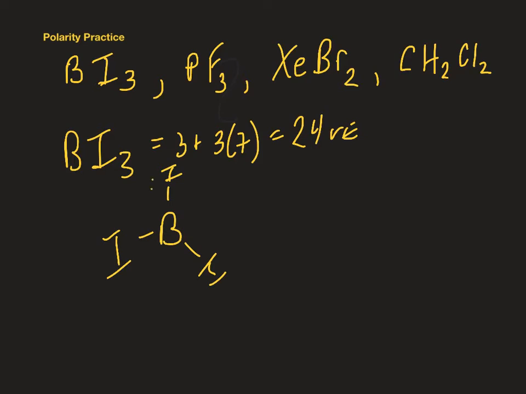Then 1, 2, 3, 4, 5, 6 on each iodine. I can do a quick count because I know that when I have an atom like iodine with 8 electrons around it, 8 times 3 is 24. So 24 valence electrons, I've got it set. Boron has 6, but that's okay. So the electron pair geometry is trigonal planar.